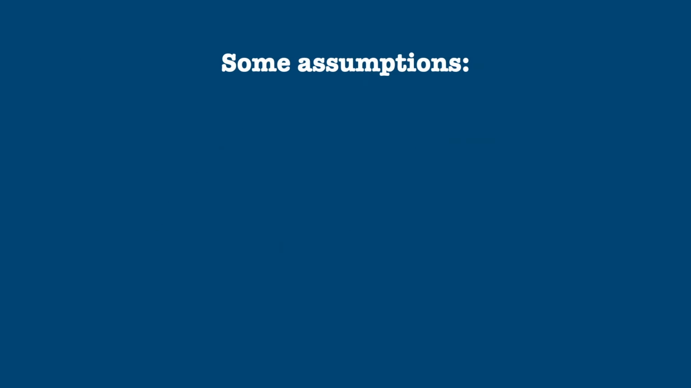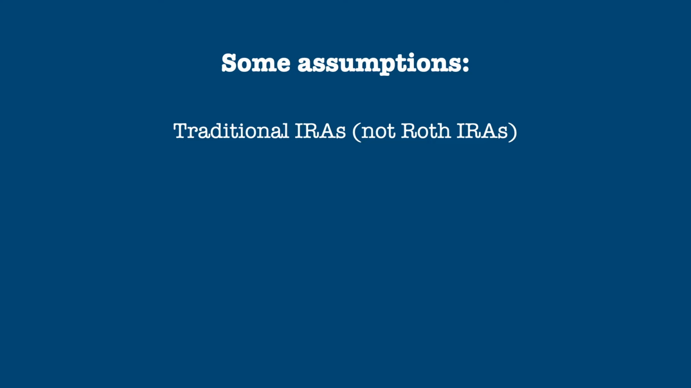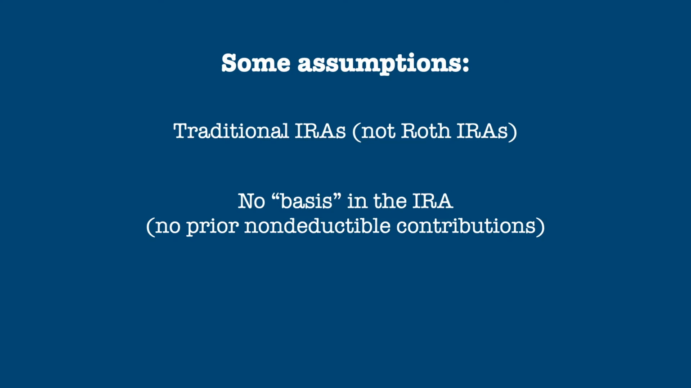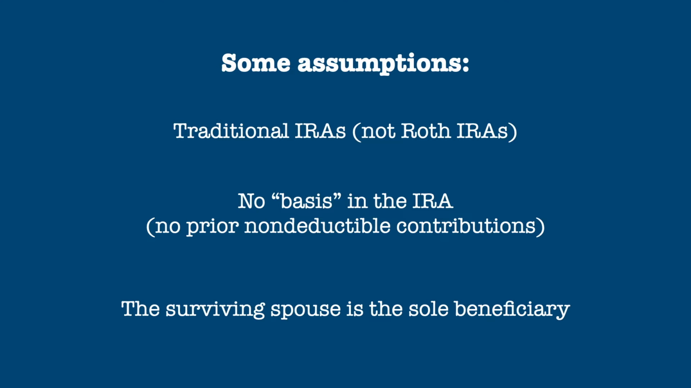First, some assumptions. I'm going to limit the presentation to traditional IRAs, and we're also going to assume the IRA has no basis, that is, prior non-deductible contributions. We also need to assume that the surviving spouse is the only beneficiary. This will keep the video fairly straightforward and cover most of the common situations that you might face if you find yourself the beneficiary of your spouse's IRA.